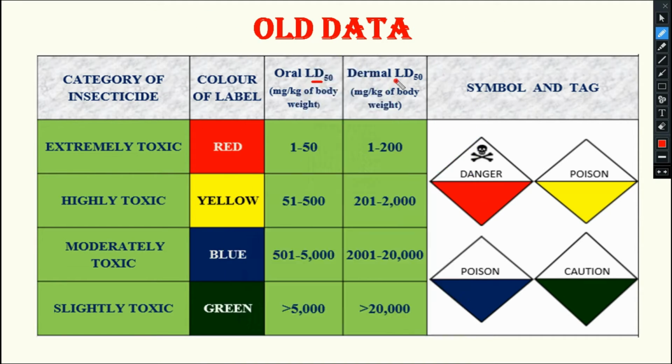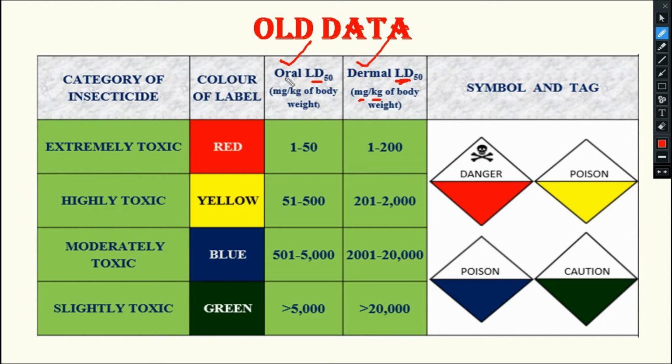Yes or no? What is LD50? It is the amount of toxicant required to kill 50% of the test population. That means the milligrams of insecticide required to kill 50% of the test population, per kg of body weight, is your LD50. Okay. So now coming to what is oral and what is dermal.